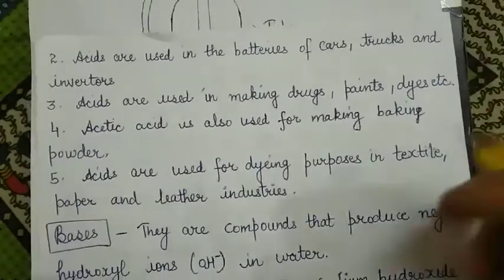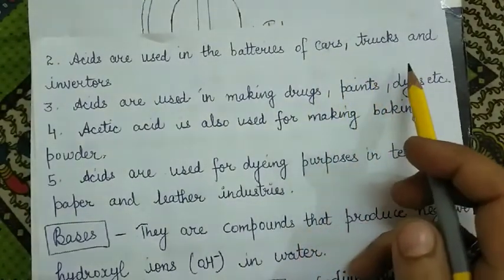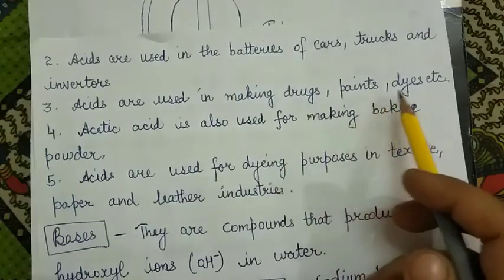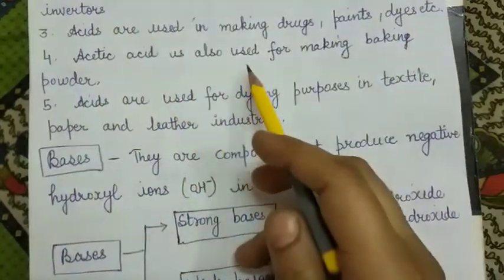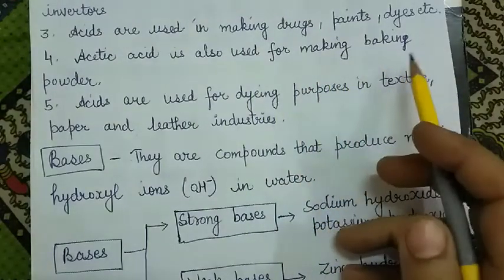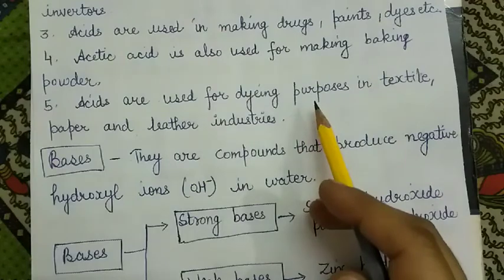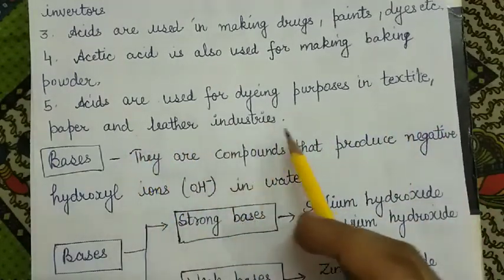Acids are used in the batteries of cars, trucks and inverters. Acids are used in making drugs, paints, dyes. Acetic acid is also used for making baking powder. Acids are used for dyeing purposes in textile, paper and leather industries.